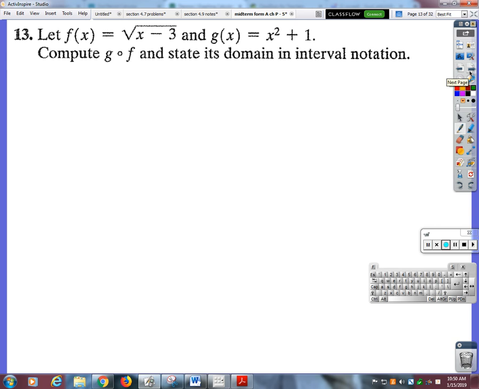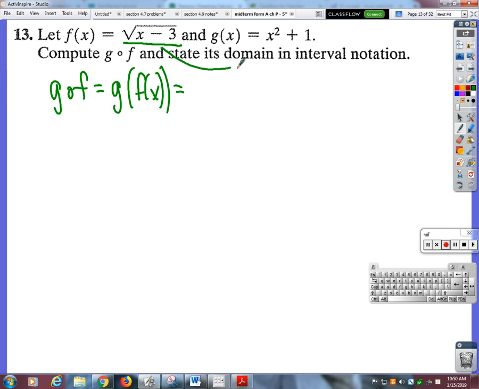Right. Okay, next one. Let f of x equal the square root of x minus 3 and g of x equal x squared plus 1. Compute g of f and state its domain in interval notation. So g of f means take the f function and plug it into the g function. Okay? So I'm going to take this entire thing and substitute it in there for the x. So instead of saying x squared, I'm going to say the square root of x minus 3 squared.